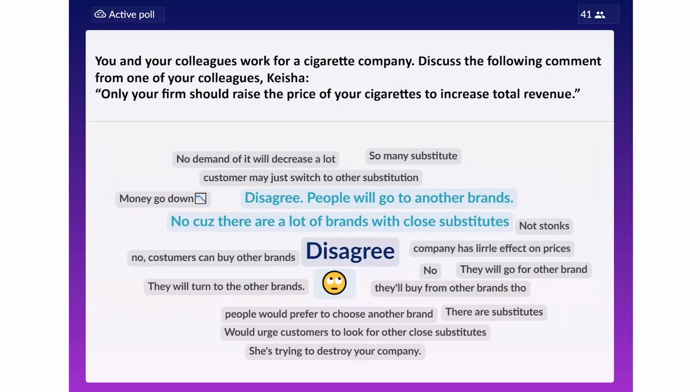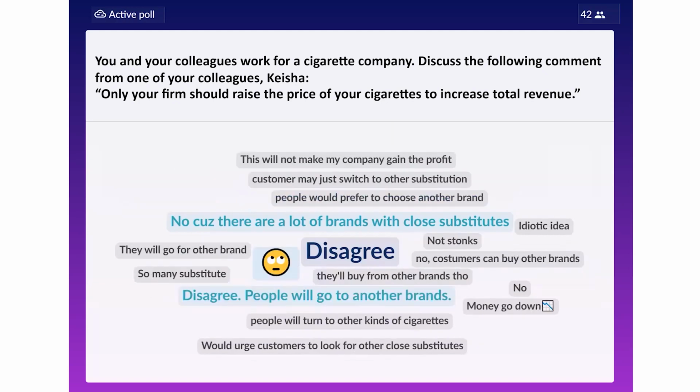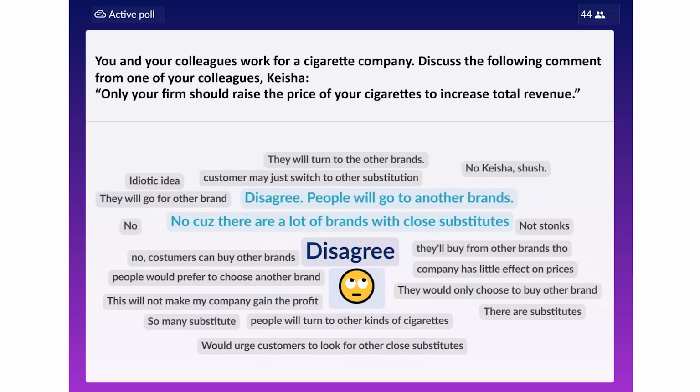Because if your cigarette has close substitutes on the market, when you increase your price, what would you do? Well, consumers will switch to other brands, to other cigarettes, because these are close substitutes. If there are not that many substitutes, then of course your strategy may work.